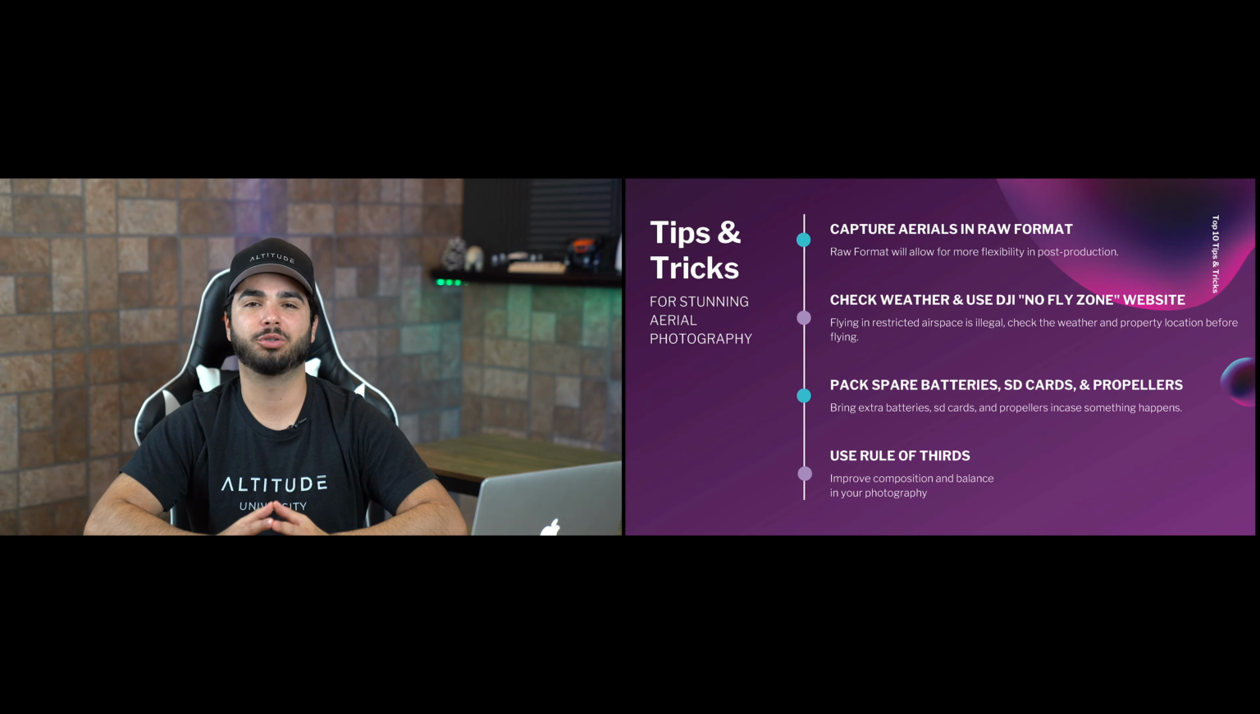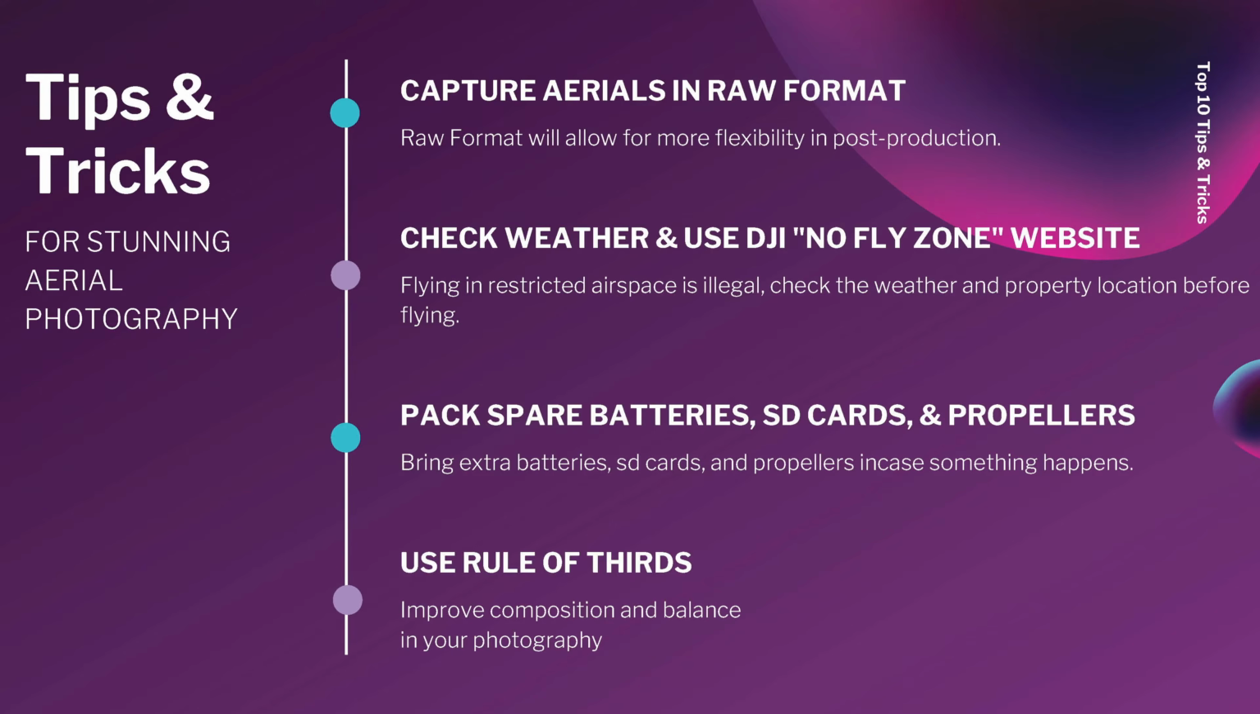Here are the tips and tricks for stunning aerial photography. First, capture aerial photos in RAW format. Second, check weather forecasts and use the DJI No-Fly Zone website to ensure that you're safe to fly before your photography session. Pack an extra spare set of batteries, some SD cards, and propellers in your drone case in case anything happens. Use the rule of thirds to improve composition and balance in your photography.